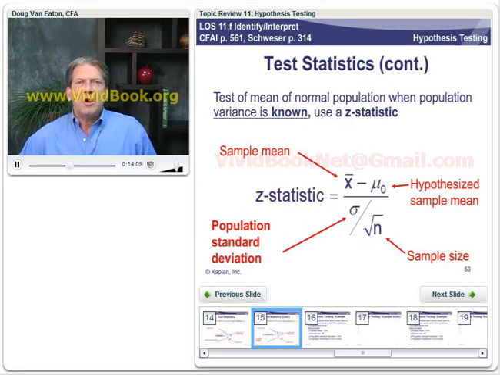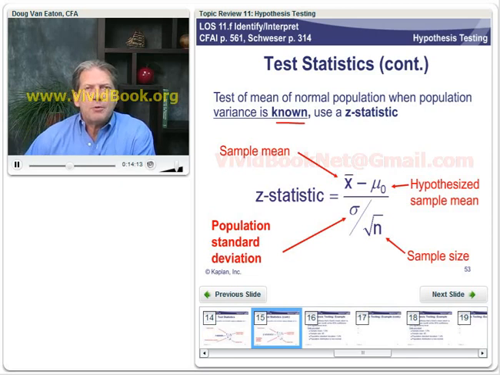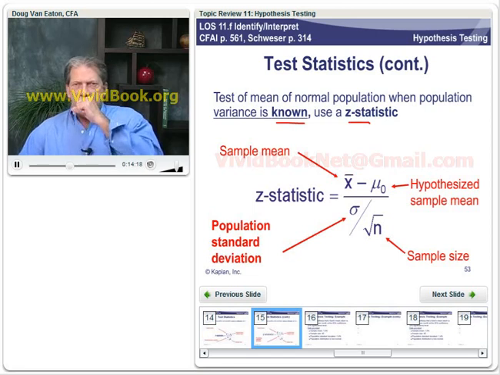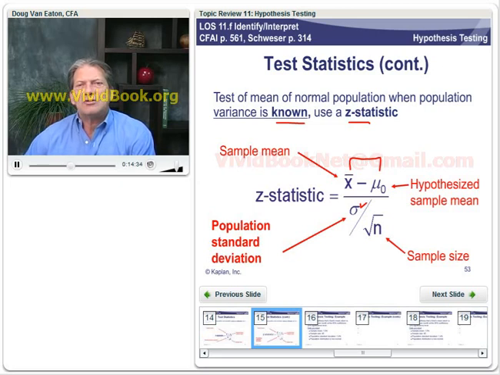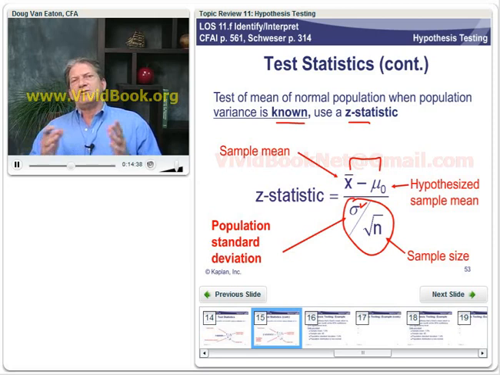Now, if we know the variance and we're testing for the mean of a normal population, then we use a z-statistic. Excuse me, that's our standard normal distribution. The difference here is we know the population standard deviation. We're still measuring how far our sample mean is from our hypothesized mean in terms of the standard error of the mean, or the standard deviation of the sample mean around its true value.